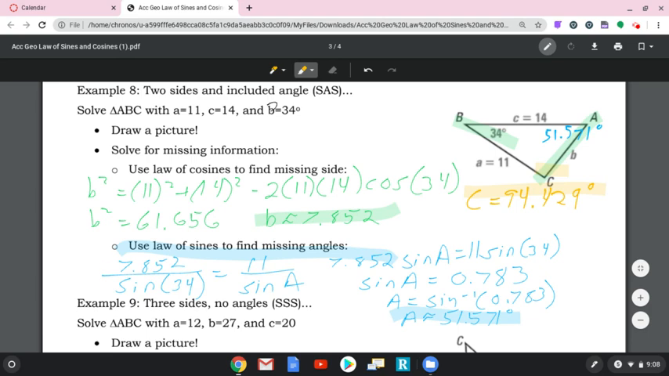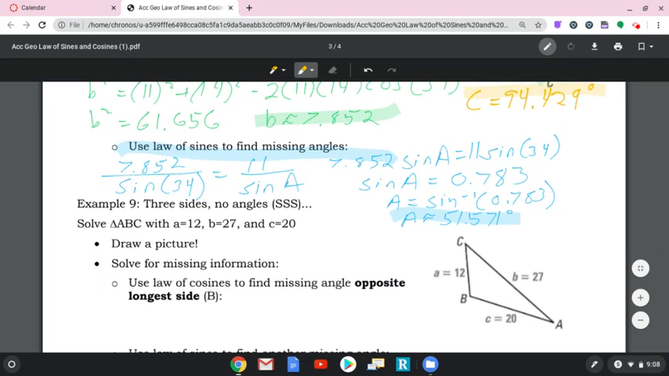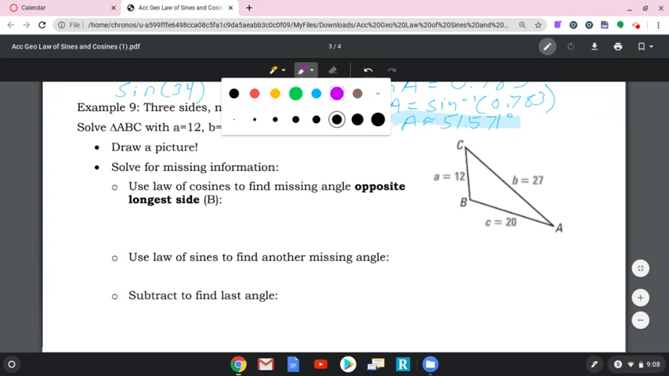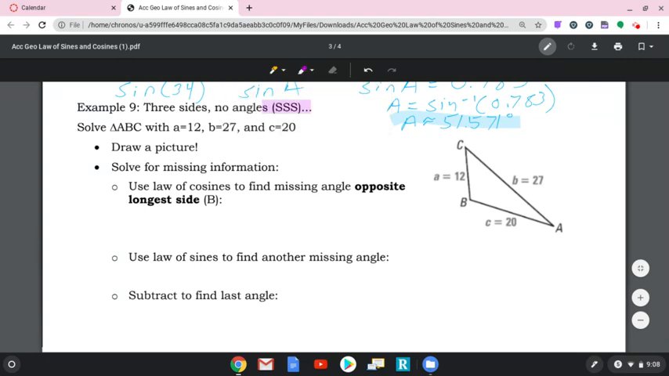All right, guys, now we're going to look at our next one. Our next one, we're given the example of SSS. When we use SSS, we're also going to have to start with law of cosines. So we need to solve this triangle with a being 12, b being 27, and c being 20. One of the most important things that you want to do when you use law of cosines to find a missing angle is to go opposite the longest side first.